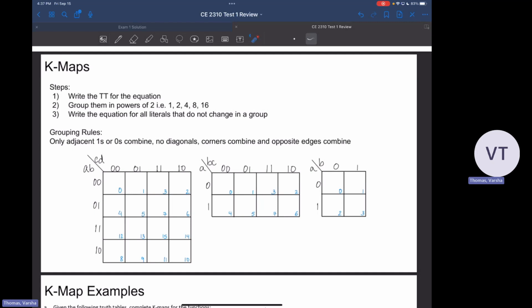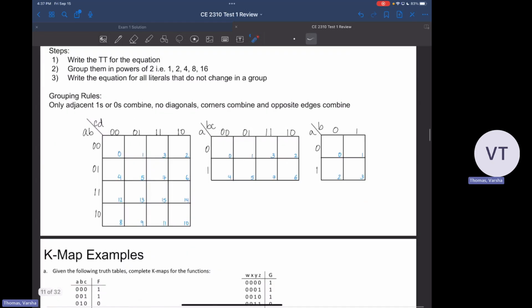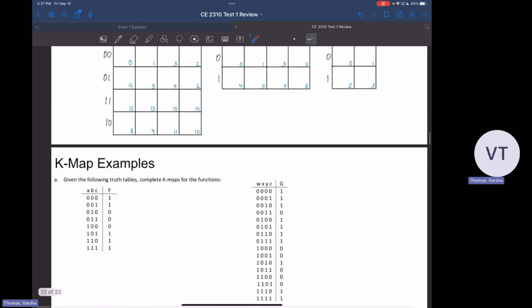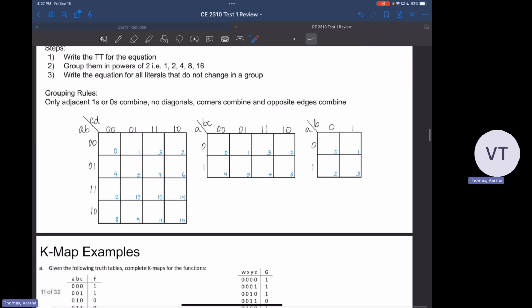These are some of the steps to simplify a K-map. As I understand it, y'all only have to populate a K-map from an equation or a truth table for the exam, but check with Dr. Kogan if that's not the case, like if you have to simplify it, etc. So the following examples here are just going to show you how to fill in a K-map from a truth table or an equation.